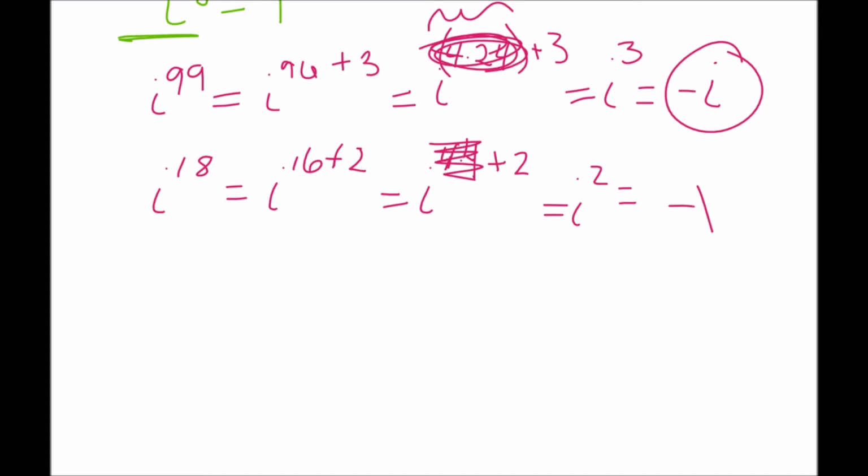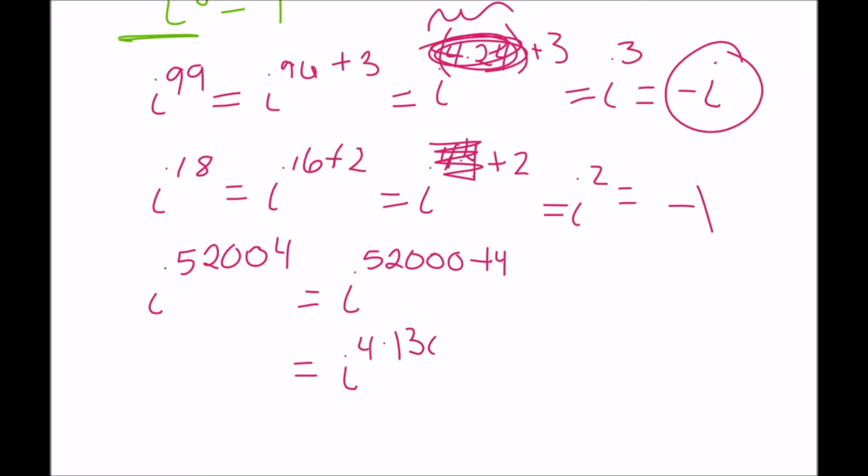And let's do one more example. What if we had i to the 52,004? Well, we can say i to the 52,000 plus 4. Then we're going to take the 52,000 and divide it by 4 because we need that multiple. So we're going to get i to the 4 times, I believe that is 13,000. The 13,000 times 4 is 52,000, plus 4. And since this is a multiple of 4, we can just scratch it out. And we're left with i to the 4th, which we know is 1.